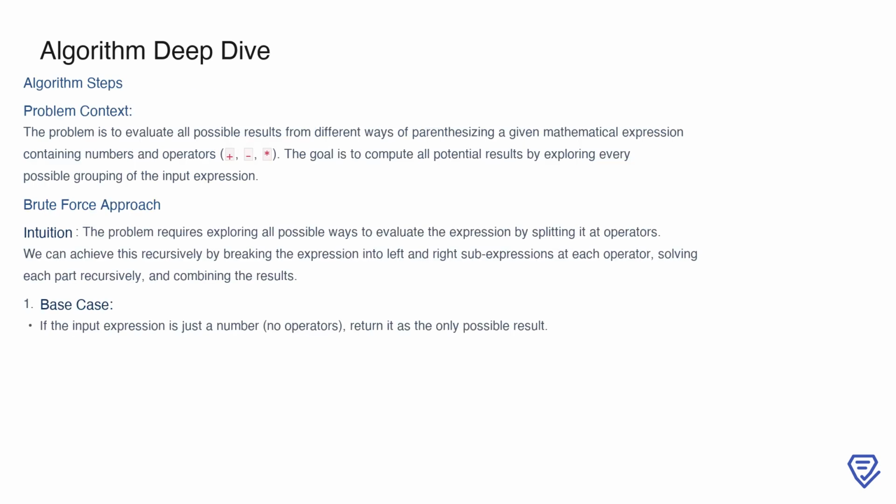To understand this problem, we need to break down the task of evaluating all possible results from different ways of parenthesizing a mathematical expression. The key idea is that every operator in the expression provides a potential split point, creating smaller sub-expressions on the left and right. By exploring all possible groupings, we can compute every valid outcome.